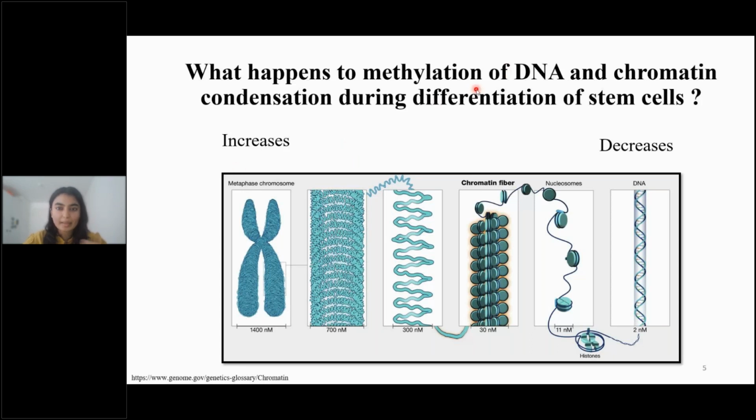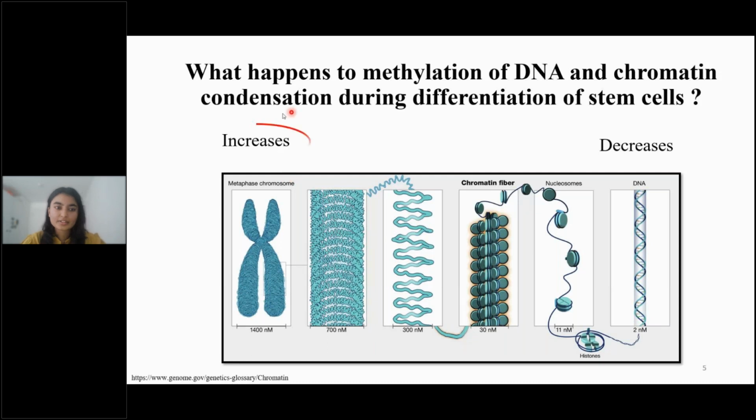Like the wrapping of the DNA. If a cell is differentiating from a stem cell into a hematopoietic stem cell or RBCs, then is the methylation status going to increase or decrease? Anyone can answer. It's okay, I'll continue. So the thing is, it will increase.